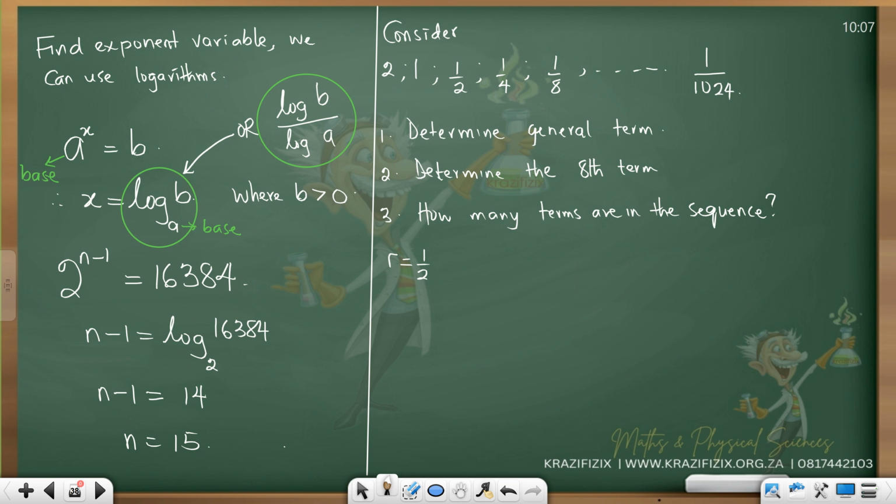Nobody raised their hand. Because your ratio must be consistent. 1 divided by 2 is half. Half divided by 1 is half. 1/4 divided by half is also half. So please just check with me next time. It was just an error. So what is my general term? Tn equals a r to the power n minus 1. What is our a? Our a is 2. And what is our r? 1/2 to the power of n minus 1.